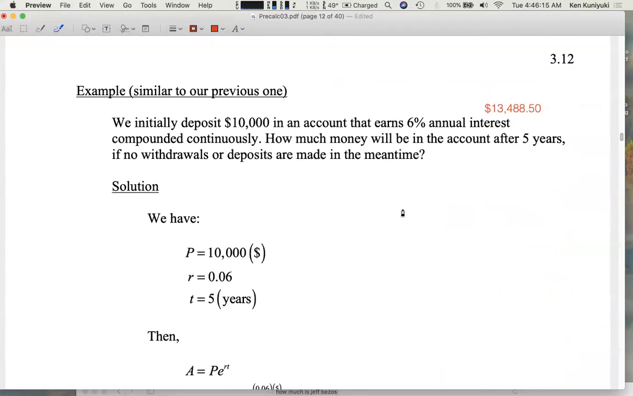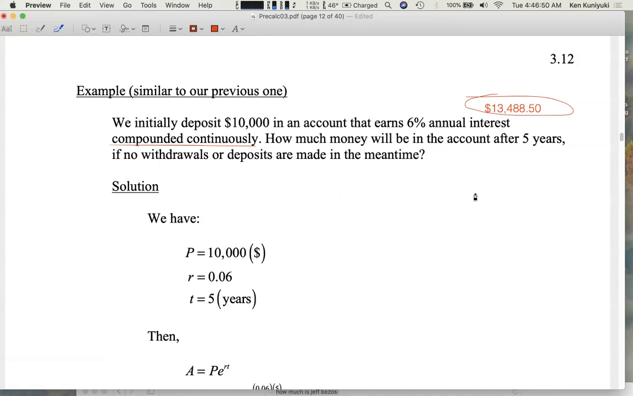So let's apply Pert. Everything else is going to be the same, except here we're going to talk about compounding continuously, as opposed to monthly, like before. So once again, we initially deposit $10,000 from under our couch cushion. We deposit it in an account that earns 6% annual interest compounded continuously. Remember, this was our result from compounding monthly, and we're going to compare. How much money will be in the account after 5 years if no further withdrawals or deposits are made in the meantime? Will we get infinitely many dollars?